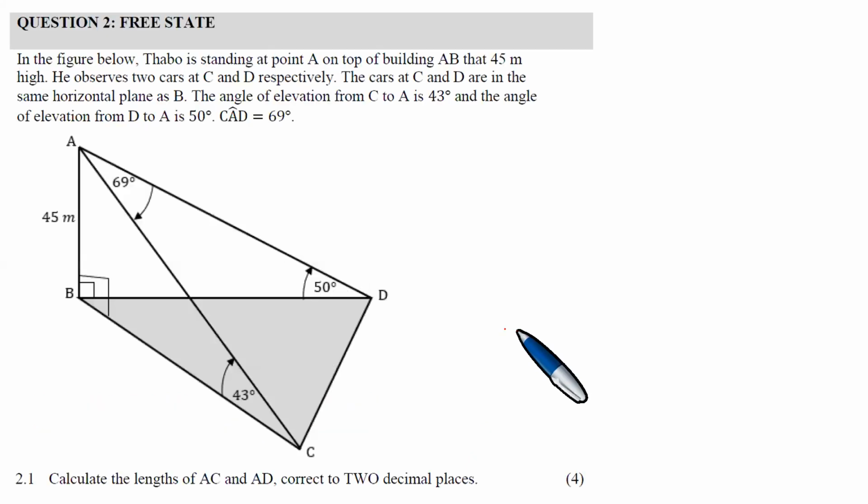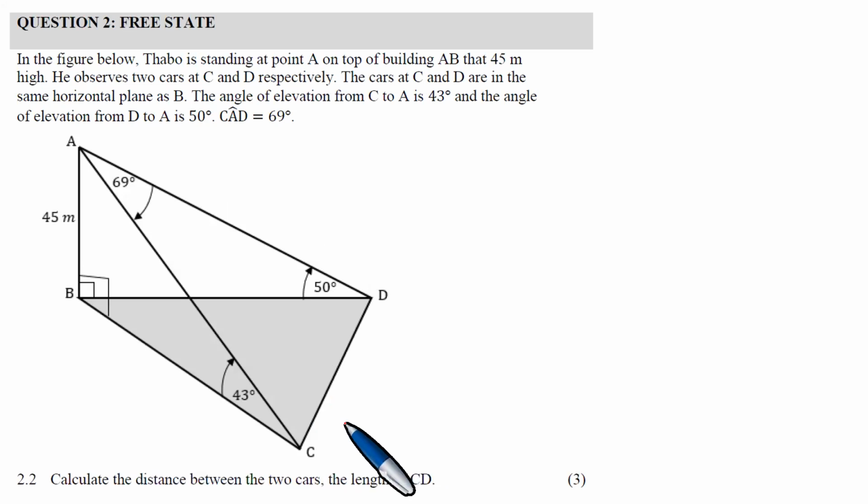Right. And I have broken it down here. I had made a space available for us to solve it. There, so you have to calculate the lengths of the AC and AD, correct to decimal places. And now you have also to calculate the distance between the two cars, the length of CD as well.